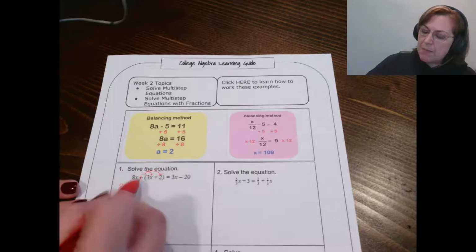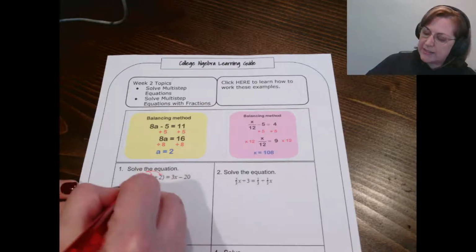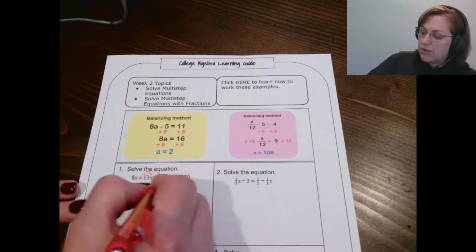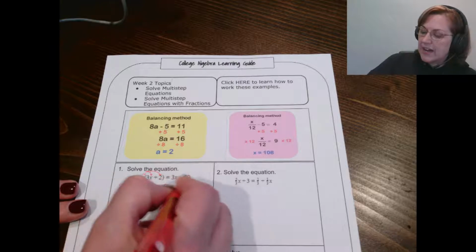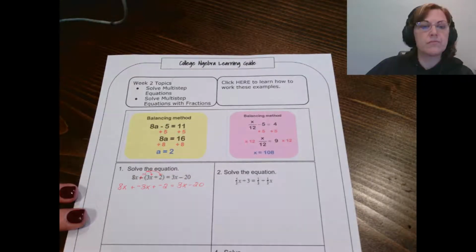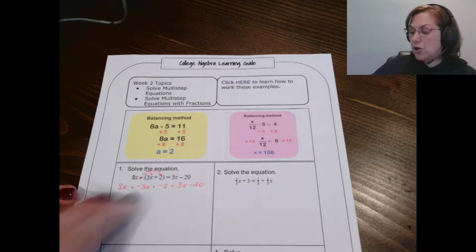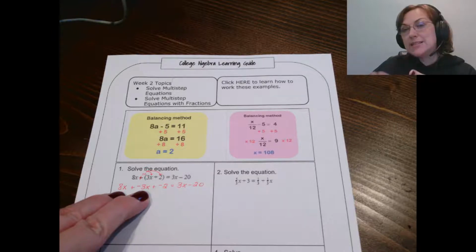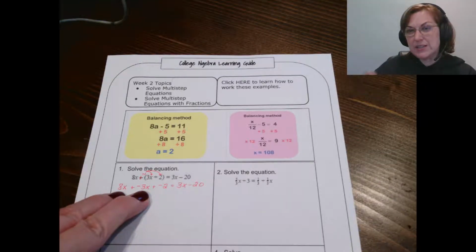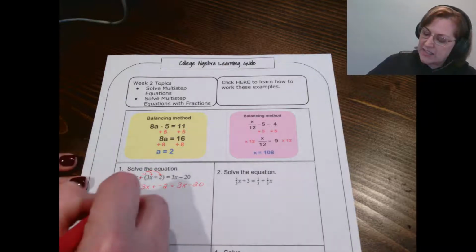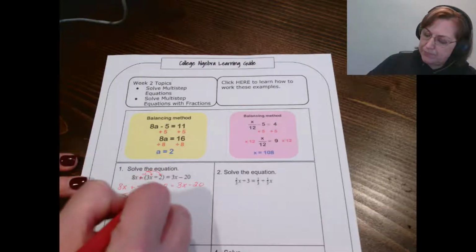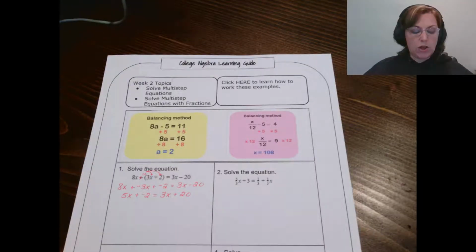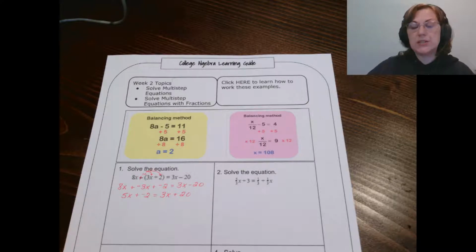So I'm going to leave the 8x here. And then I'm going to multiply a -1 times the 3x. That'll give me -3x. I'll multiply a -1 times the 2. That'll give me a -2. And then I have 3x minus 20. Now, let's combine like terms. I see the 8x and the -3x can join each other. When I say like terms, I mean they have the same variable, the same exponent. So 8x minus 3x is 5x.